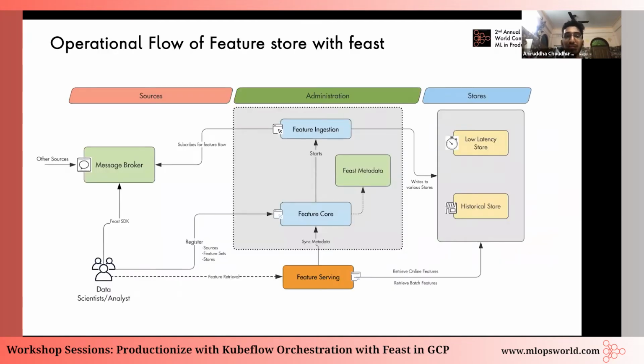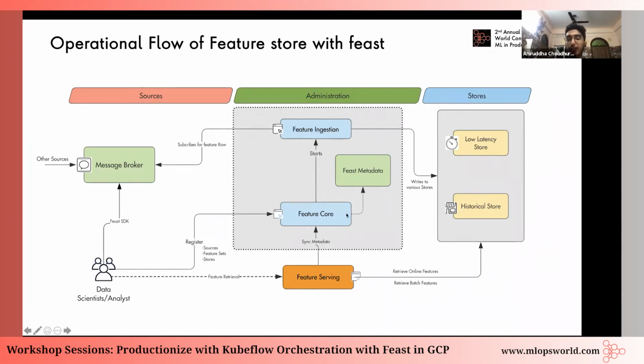Now, how does the operational flow of a feature store work? Let's break this into three parts: you have sources, you have administration, and you have stores. Let's say I have a data scientist or an analyst. They will first do some pre-processing steps, and this pre-processing step will produce your feature sets, which will be published into a feature core. This feature core is the central administrator place where all the feature internals work. I'll publish my registry of particular feature sets, columns, or data into the feature core.